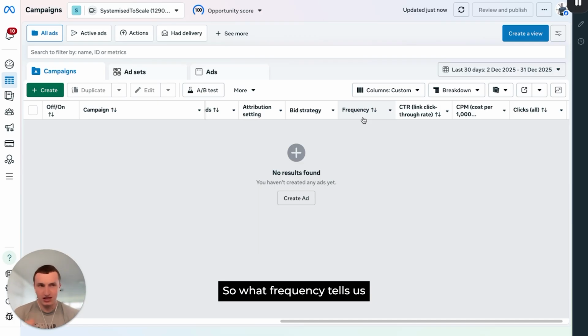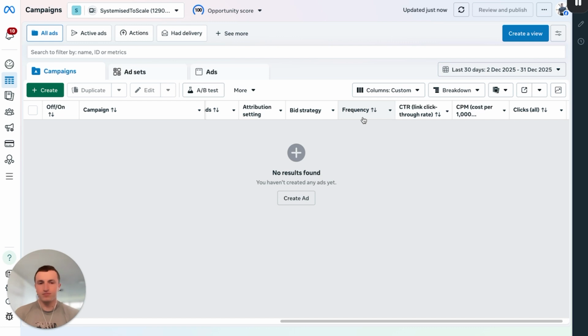So what frequency tells us is how many times the ad is being shown to the same person. If our frequency is at 4, for example, it means that the same person is seeing our ad roughly 4 times on average. We want to ensure that our frequency is below 4. If our frequency is too high, in the majority of cases the simple fix is to make your audience bigger. It means that your audience is too small, so you need to take off some filters and ensure that you're targeting a bigger pool of people, and then you'll notice that your frequency will decrease.